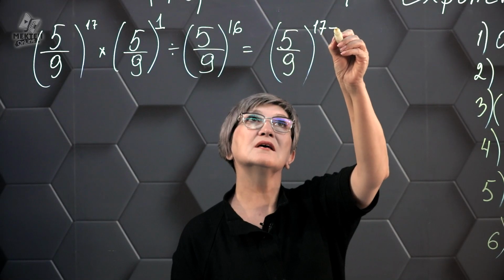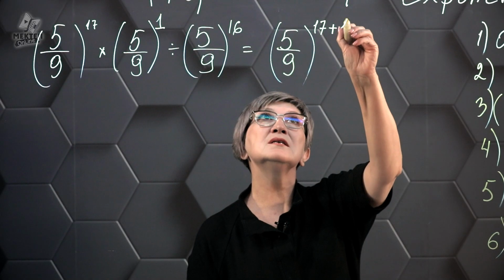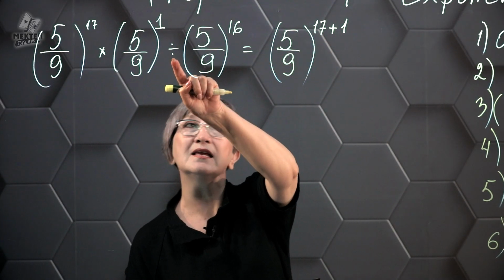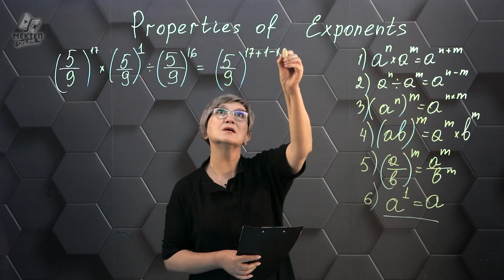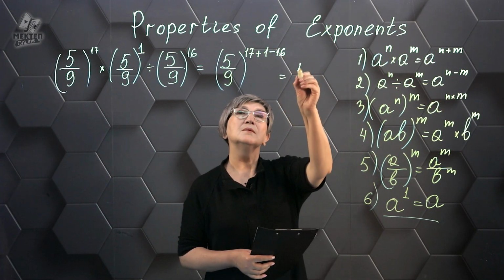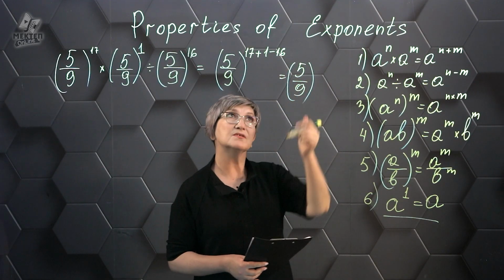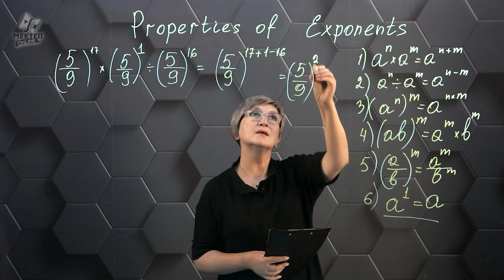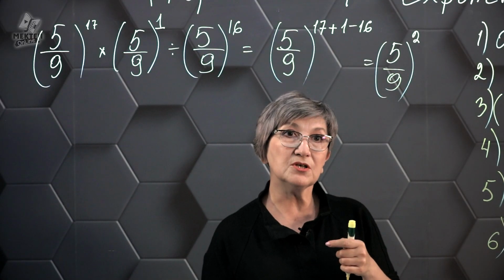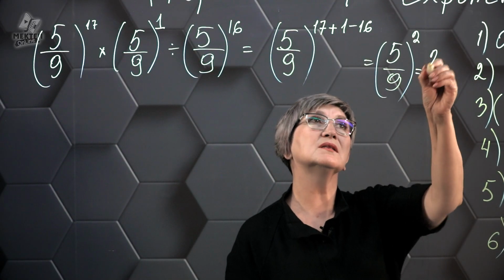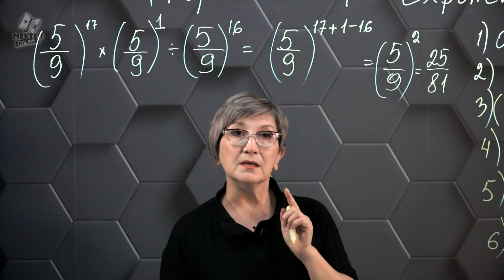To the power of 17, I am putting a plus sign because it's a multiplication sign, 1, and then the division sign. So by property, I have to subtract. So I write -16. And the result is 5/9 to the power of 17 plus 1, 18. 18 minus 16 is 2. I can leave it like that, but if we need to calculate, we can write that (5/9)² is 25/81.